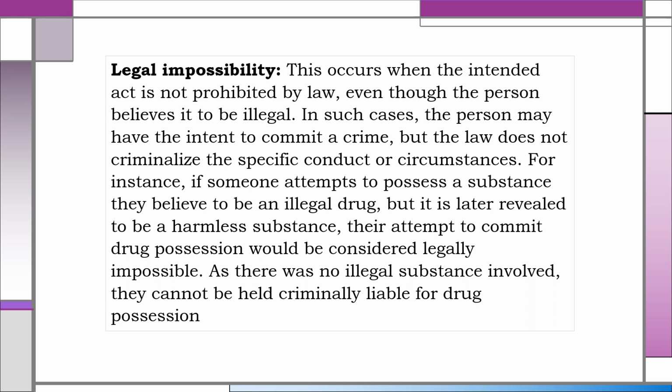For instance, if someone attempts to possess a substance that they believe to be an illegal drug, but it is later revealed to be a harmless substance, their attempt to commit drug possession would be considered legally impossible. As there was no illegal substance involved, they cannot be held criminally liable for drug possession.